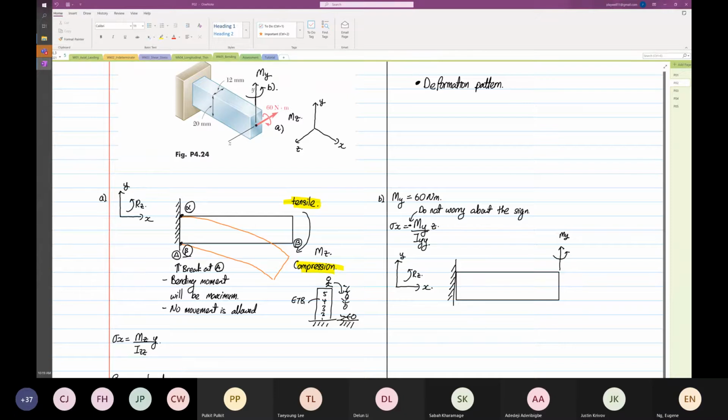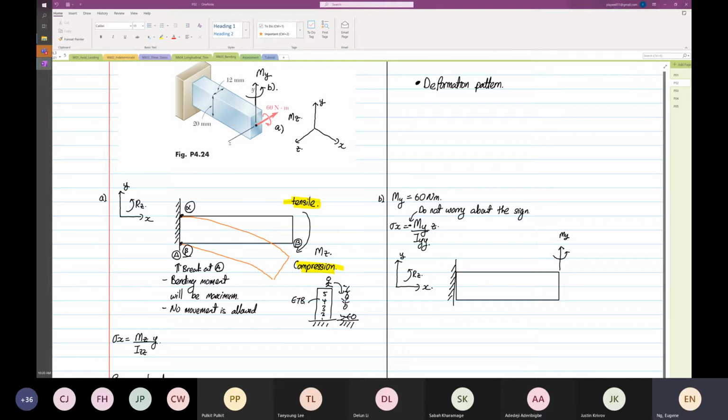Anyone? So the front side will be tensile and the back side will be compression. I like that, you're absolutely right. But is this the right view that we are viewing? If we were to view our deformation pattern, how does it look? Do you see a smiling face, sad face, or no? No. Yes, you are absolutely right.